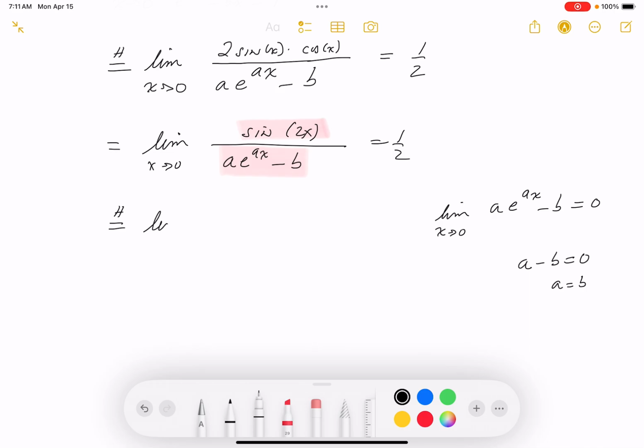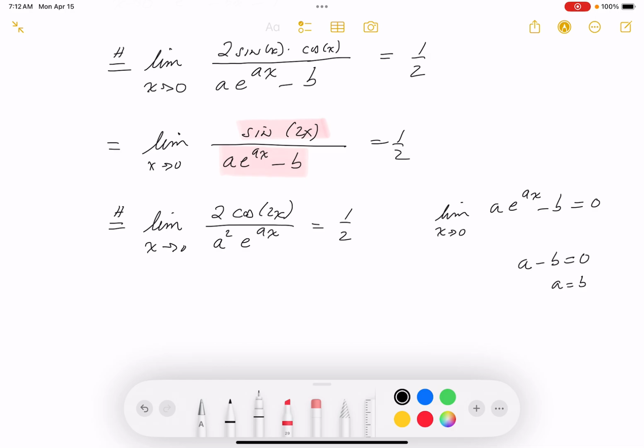So I'm going to use L'Hopital's rule again. Again, I want that bottom going towards 0. I'm not sure how to do that yet, because a does equal b, but it doesn't tell me much. This is going to be 2 cosine of 2x. I'm using L'Hopital's rule again. This will be a squared e to the ax. And again, it equals 1/2.